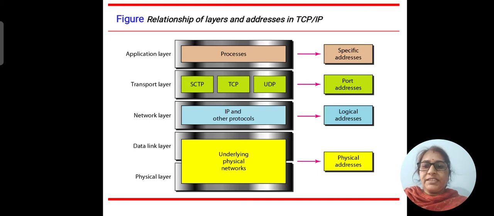Starting from the physical layer, which is the first layer, and the data link layer. At the physical and data link layer, TCP/IP does not define any specific protocol. It supports all the standard and proprietary protocols. A network in TCP/IP internetwork can be a local area network or a wide area network.